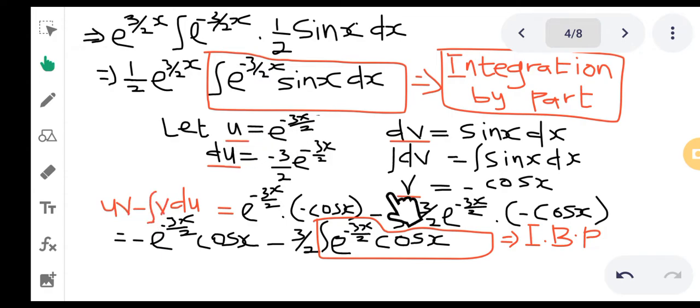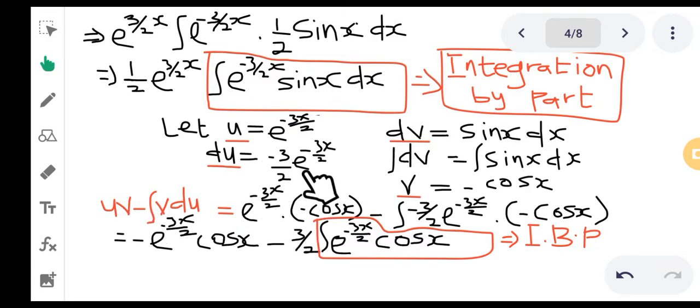Your v, this is your v, make that substitution there. Then your v du. You know that this is your v and this is your du. Just make a substitution there. So that's what I've done here. So e is my minus 3 over 2x, that's the u, then times the v.